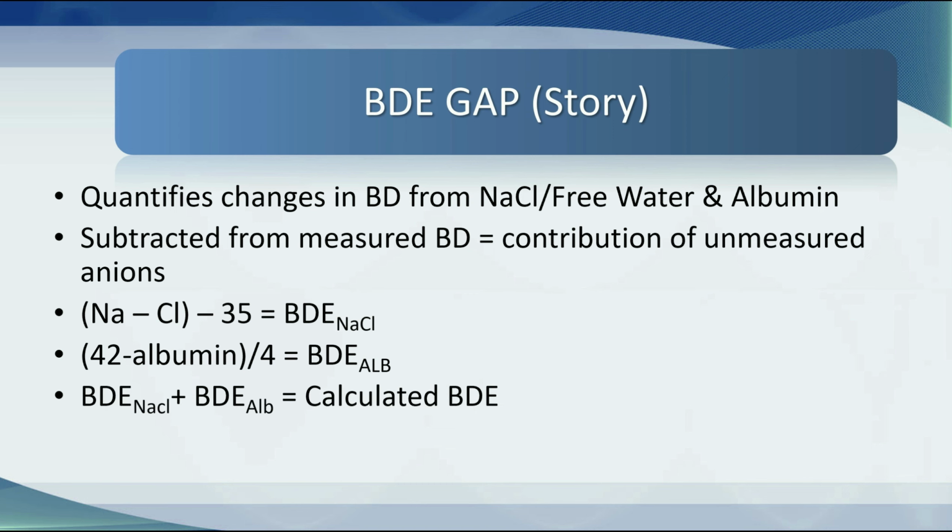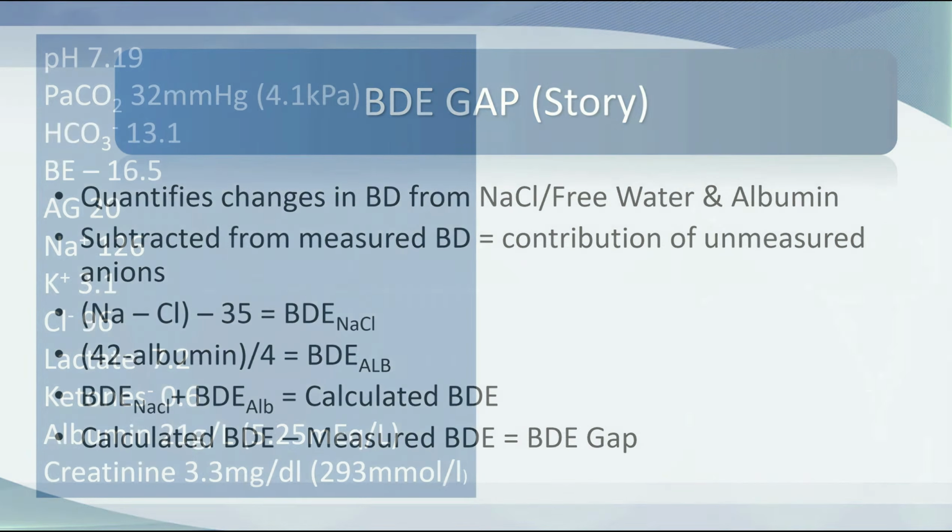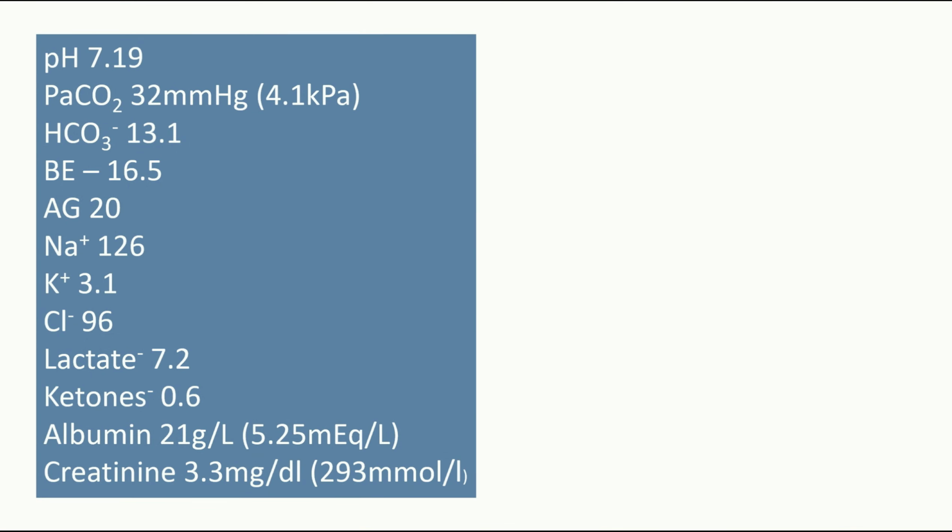If you add the base deficit or excess for salt and water and albumin and put them together, that gives you a calculated base deficit or excess. And if you subtract the calculated base deficit or excess from the measured base deficit or excess, you get the base deficit gap. Let's go back to our patient Larry, and we're going to use all of the information we have here now.